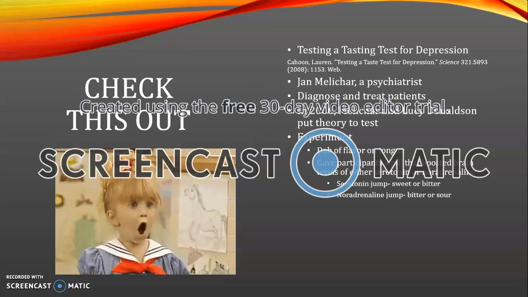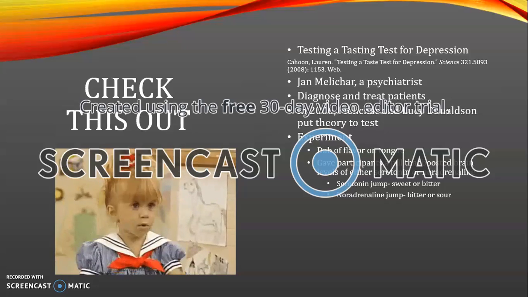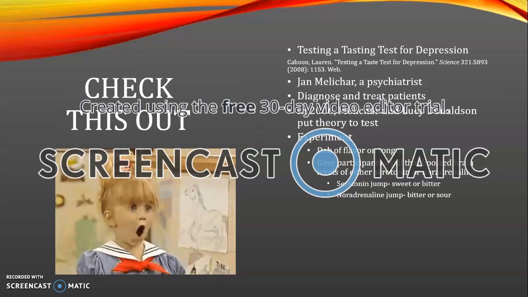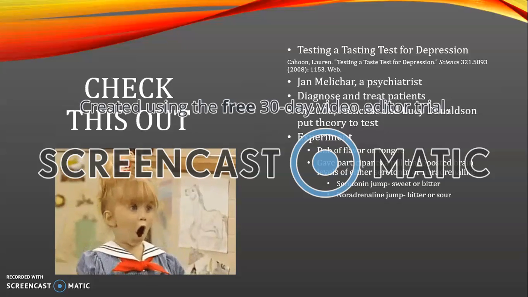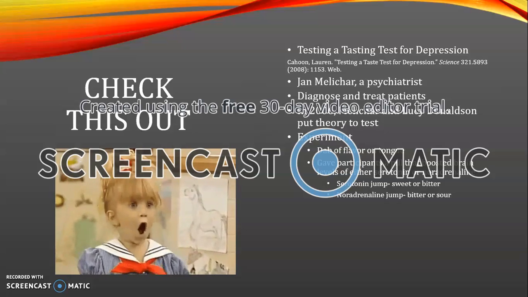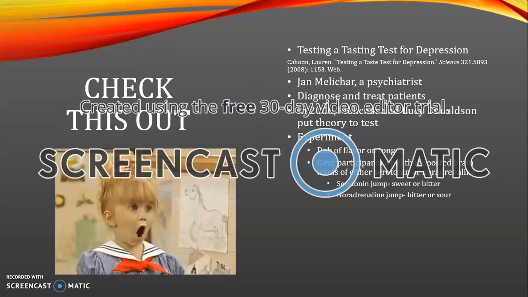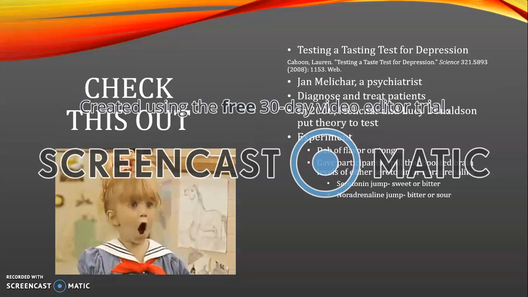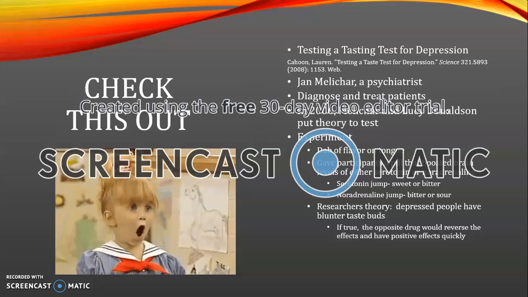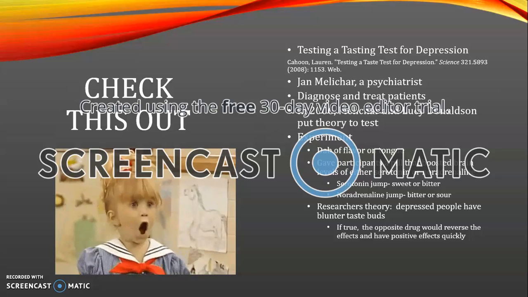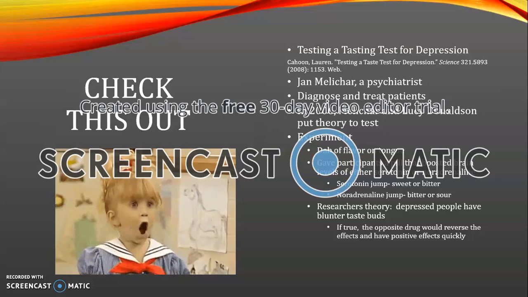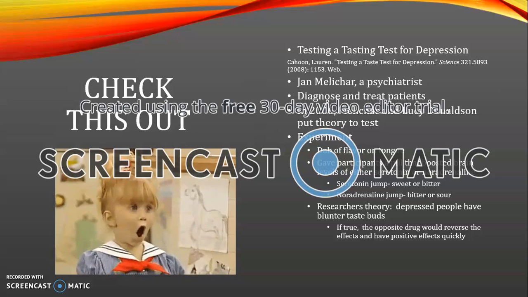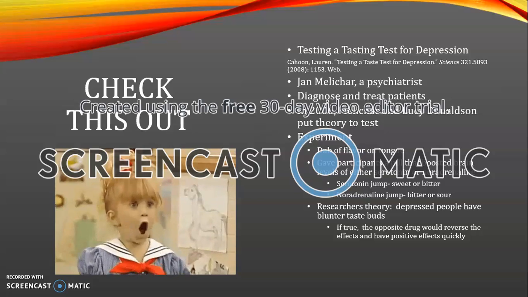Then they gave participants a pill that boosted brain levels of either serotonin or noradrenaline. A jump in serotonin caused participants to taste sweet, and a noradrenaline jump caused participants to taste sour. Distribution among participants was varied. Milliker and Donaldson did not stop there. They believed that those who were depressed had blunter taste buds. This theory is still being tested, but they believe, if true, the opposite drug would reverse the effects.